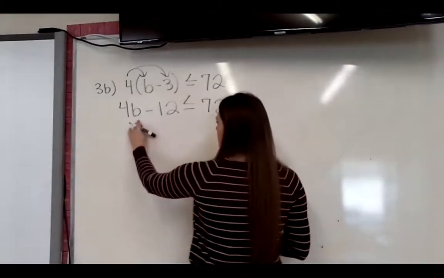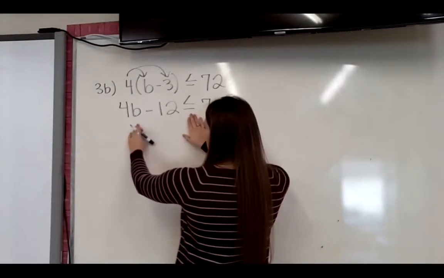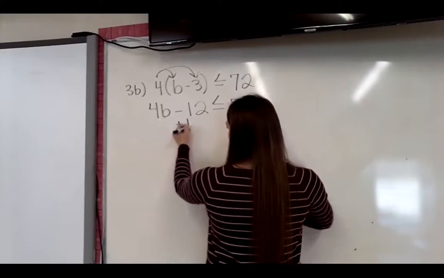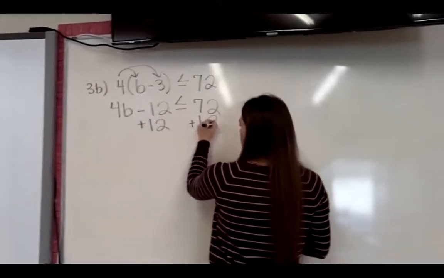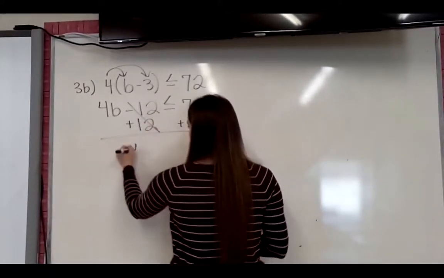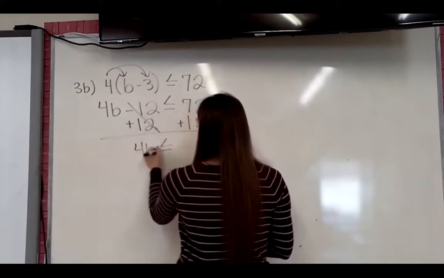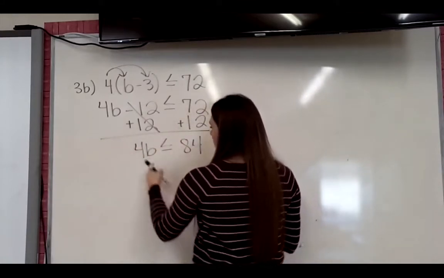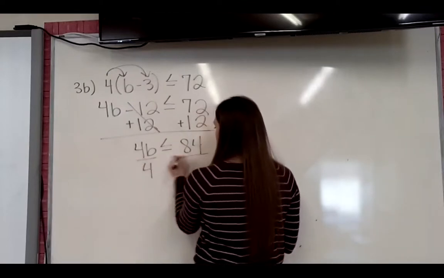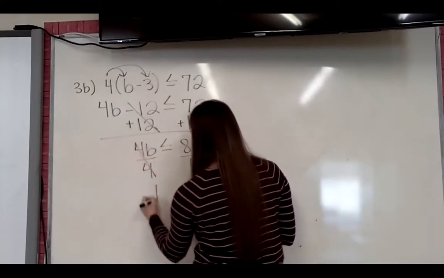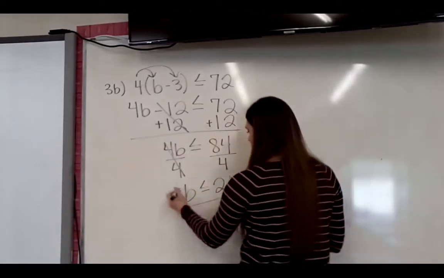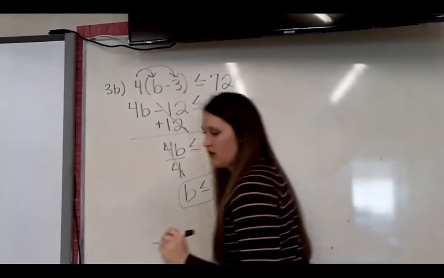So I'm solving for B, so I want to get it by itself with the inequality sign. So I have to get rid of the 4 and the 12. You get rid of the one that's by itself first. So 72 plus 12 is 84. Next, we divide by 4. B is less than or equal to 21.